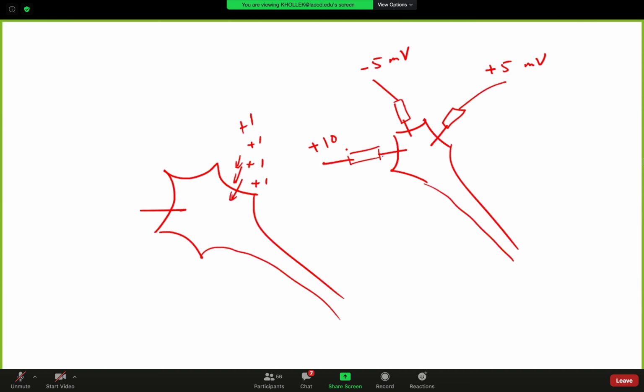No. Why not? Because positive 5 and negative 5 cancel one another, and I only have positive 10 remaining in here. Positive 10 is not going to cause the action potential to fire in this case. So again, all these signals are adding up in the soma, which is the cell body of the cell, right around here.